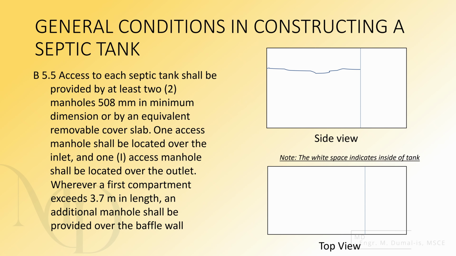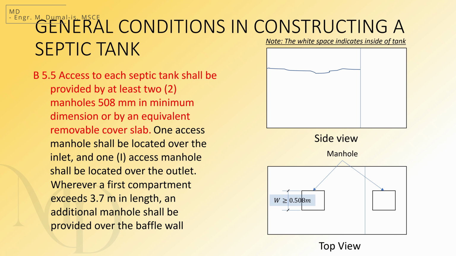Another important part of the code deals with access. Each septic tank must have at least 2 manholes. Each manhole should have a minimum dimension of 0.508 meters, or there must be an equivalent removable cover slab. One manhole must be placed at the inlet side and another at the outlet side. Furthermore, if the first compartment is longer than 3.7 meters, then an additional manhole should be installed above the baffle wall.